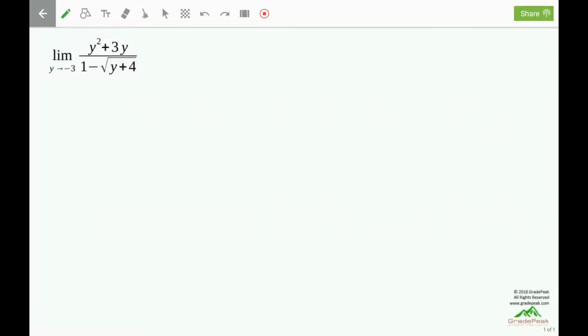Limit as y goes to negative 3 of y squared plus 3y divided by 1 minus the square root of y plus 4. First thing we're going to do is try plugging in negative 3 for each of the y values. In the numerator we will have negative 3 squared plus 3 times a negative 3. In the denominator we will have 1 minus the square root of negative 3 plus 4.